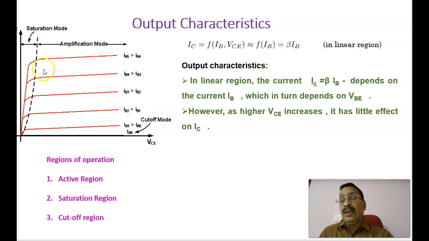And this is the saturation region, in which, as you know, both junctions are forward biased: the emitter junction and the collector junction. And in the cutoff region, both junctions are reverse biased. Therefore, the active region is used for an amplifier, and these two regions are used when it is used as a switch. Therefore, the regions of operation of a transistor can be made clear from the output characteristics: the active region, saturation region, and cutoff region.